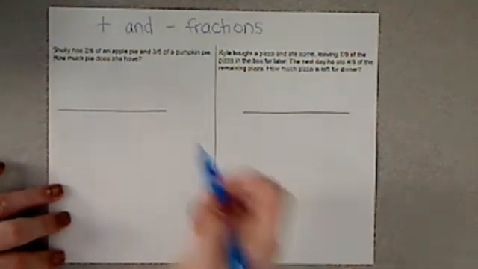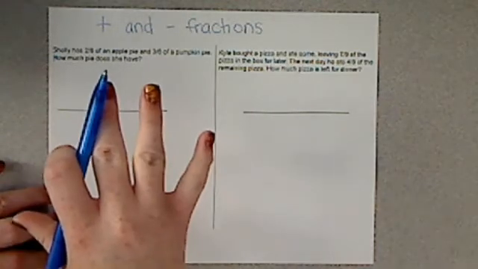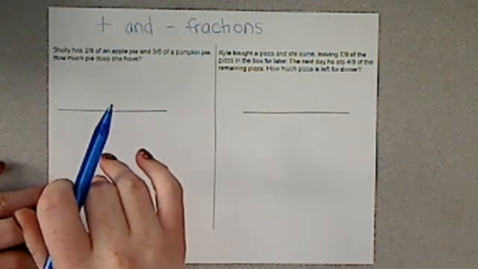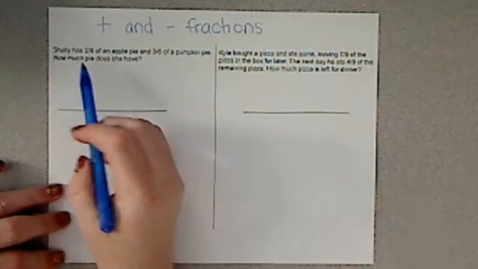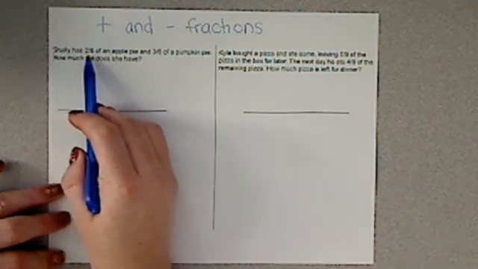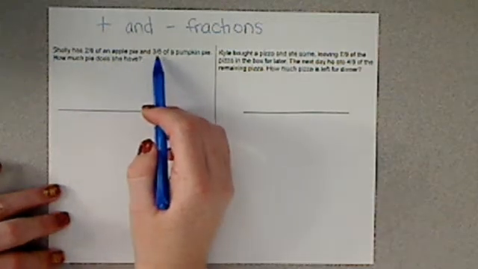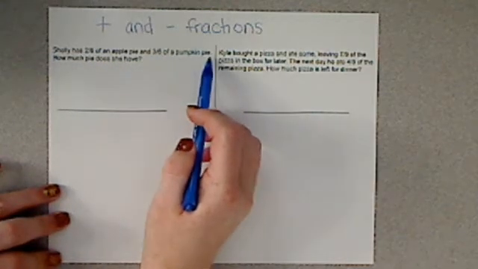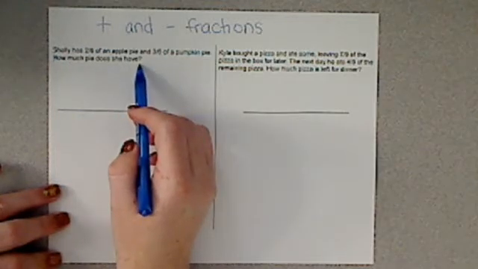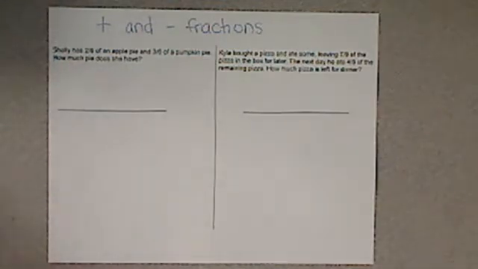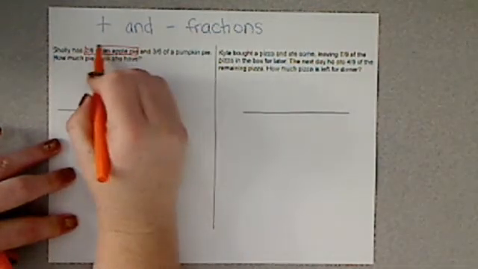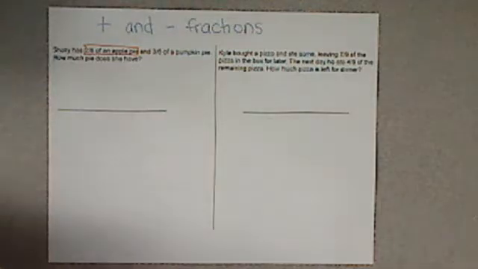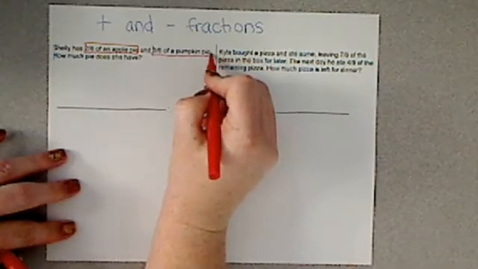So our first problem, and we're going to work all these through the lens of problem solving in order to make sure that you have a good connection of what exactly it means when you're doing things like this. So the first problem says Shelley has 2/6 of an apple pie and 3/6 of a pumpkin pie. How much pie does she have? So the first piece of information I need to pull out is going to be the 2/6 of an apple pie and the 3/6 of a pumpkin pie.